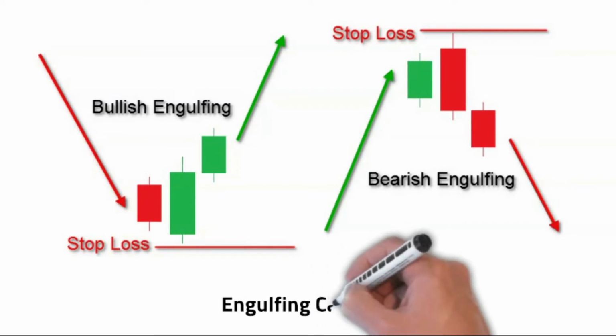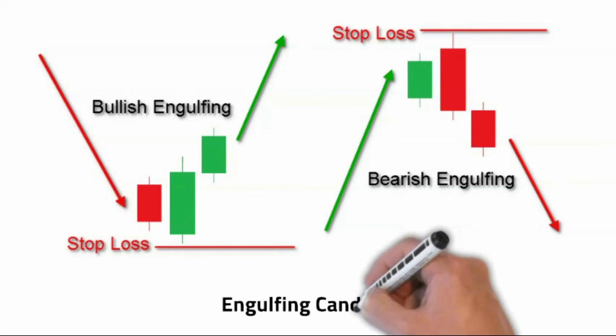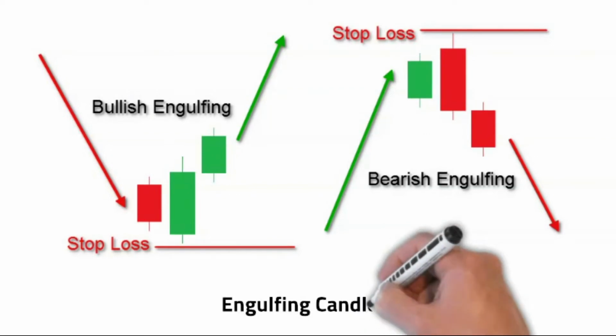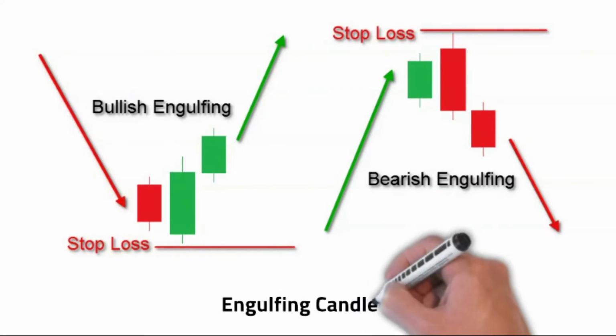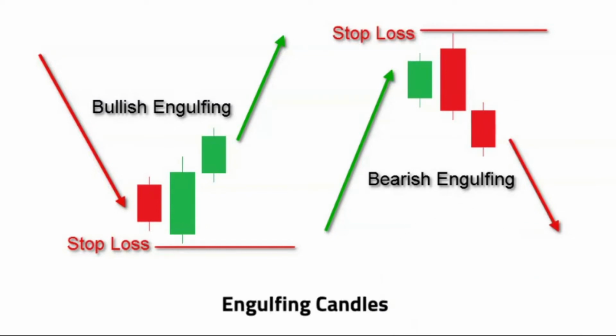On the other hand, the bearish engulfing pattern is the opposite of the bullish pattern. This type of candlestick pattern occurs when the bullish candle is immediately followed by a bearish candle that completely engulfs it. This means that sellers overpowered the buyers and that a strong move down could happen.